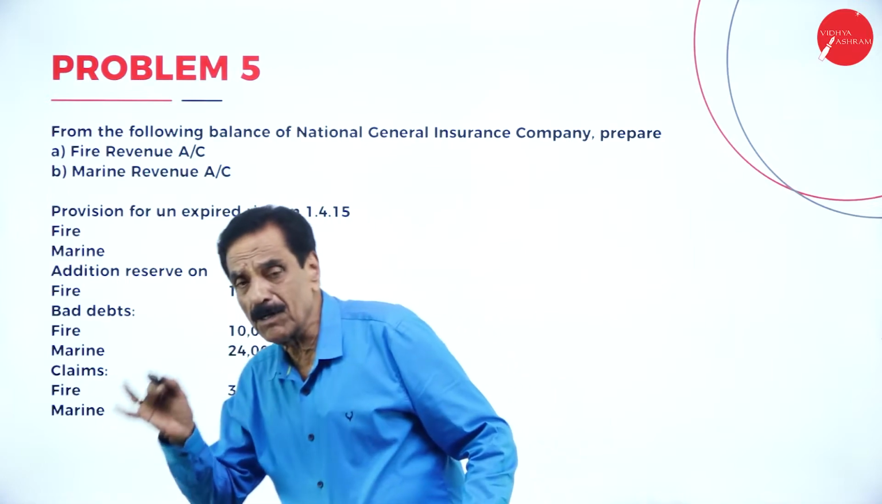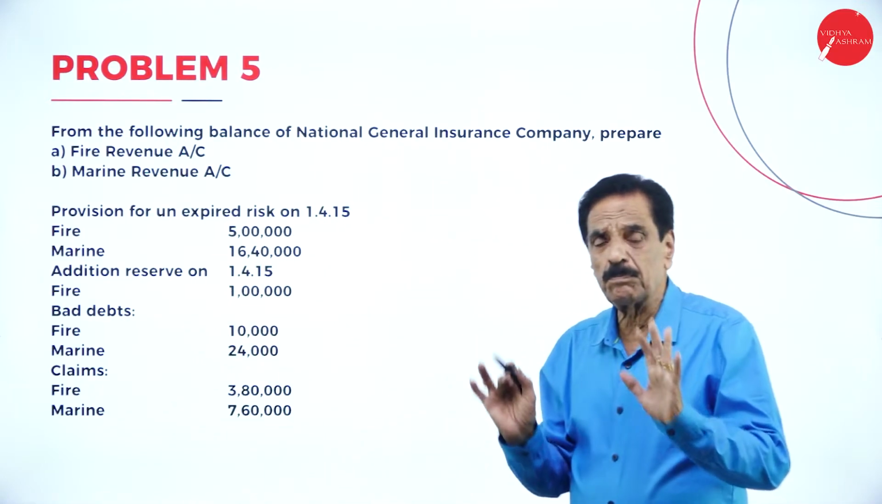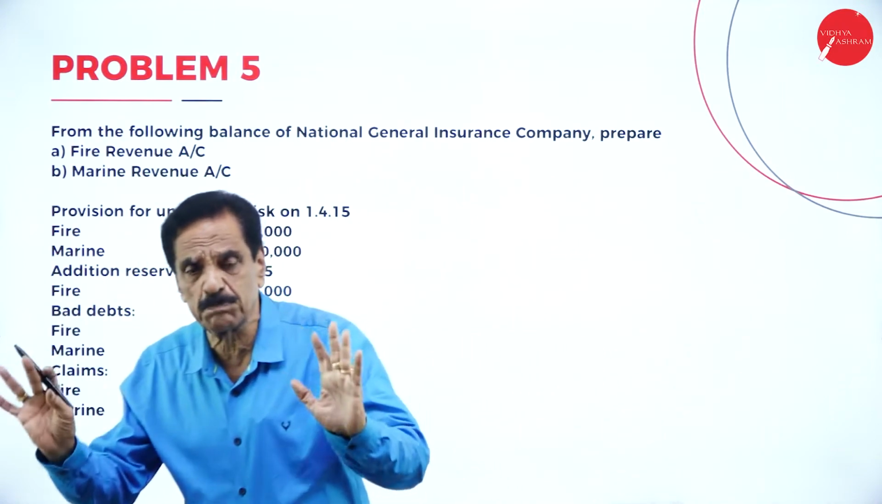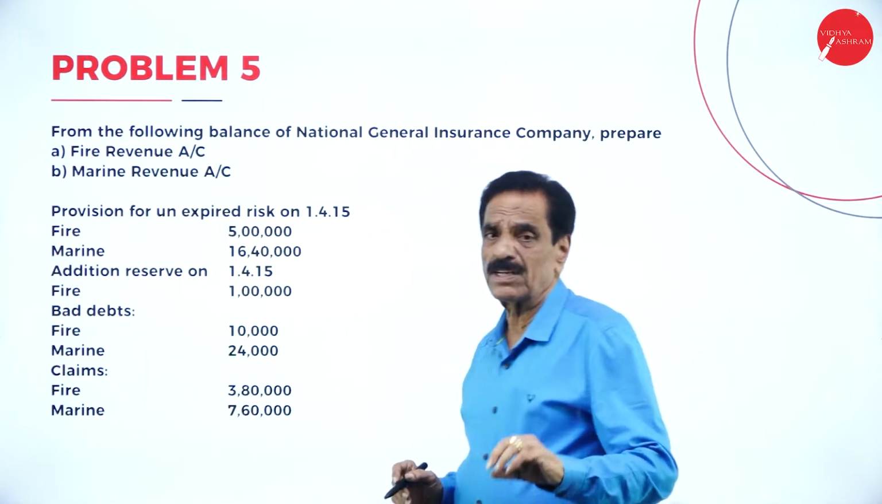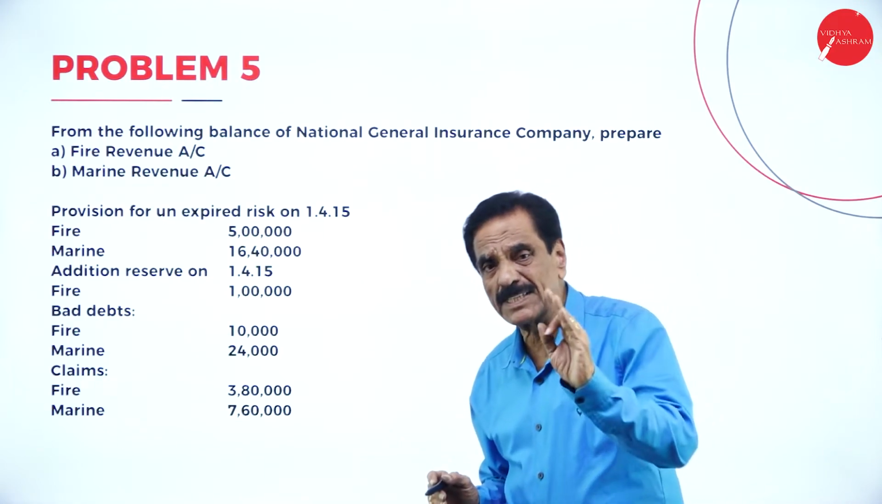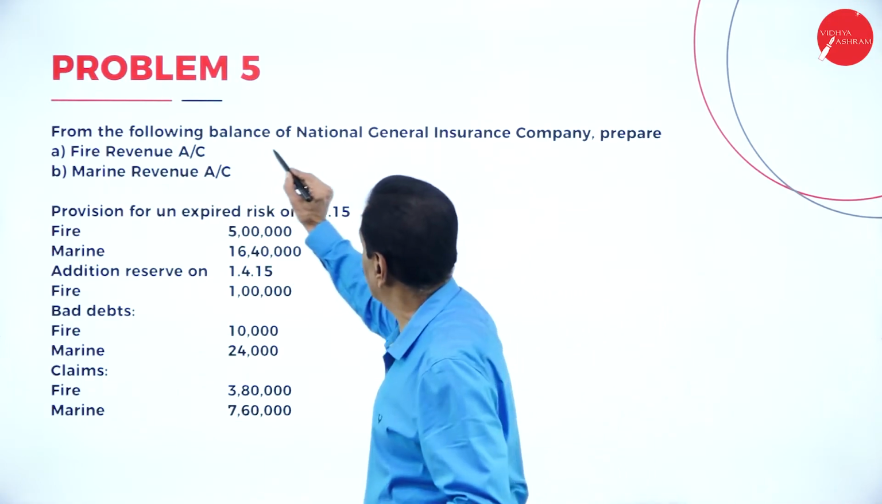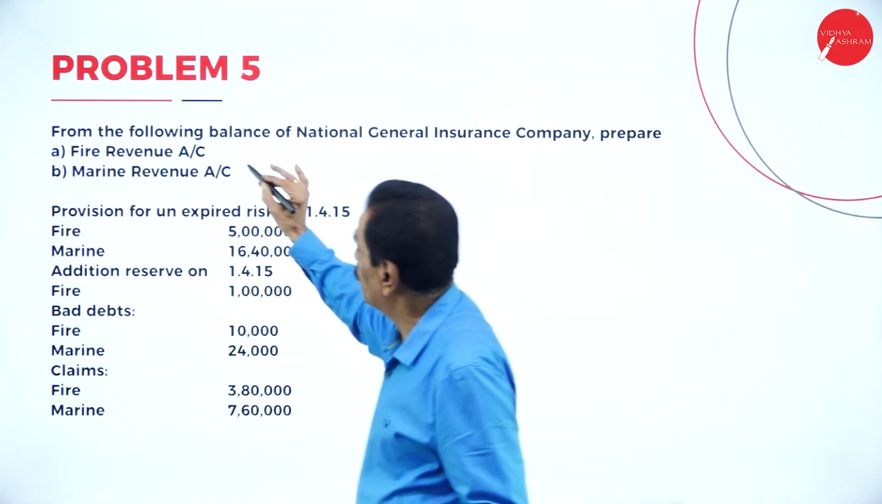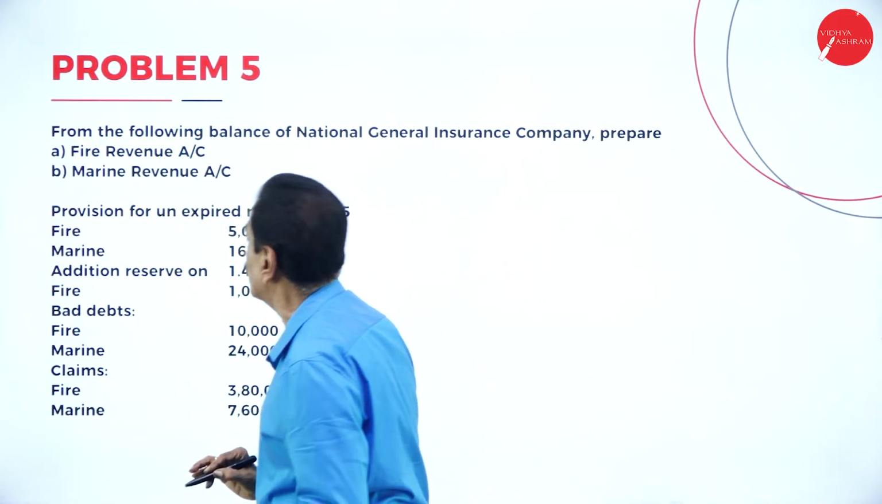Another problem of the same type. This problem will be asked for 10 marks. I'm solving about 4 or 5 or 6 problems of the same type. Generally this is an easy problem and we'll get the 10 marks. From the following balances of National General Insurance Company, prepare fire revenue account and marine revenue account.